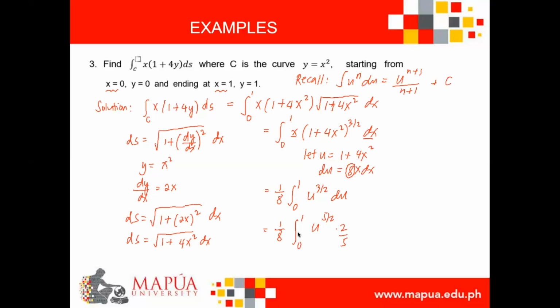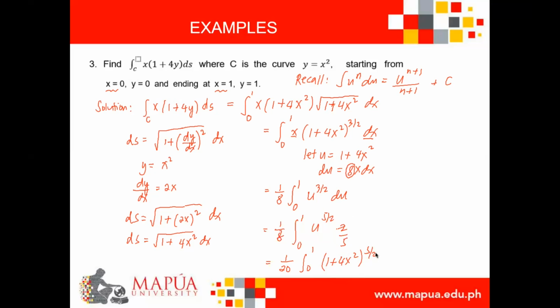From 0 to 1. Simplifying it further, we have this as 8 and 2 will cancel. So this will be 1/4 times 1/5. That will be 1 over 20. Then let us replace u now, or rather replace u by 1 plus 4x squared. Then this is raised to 5/2.